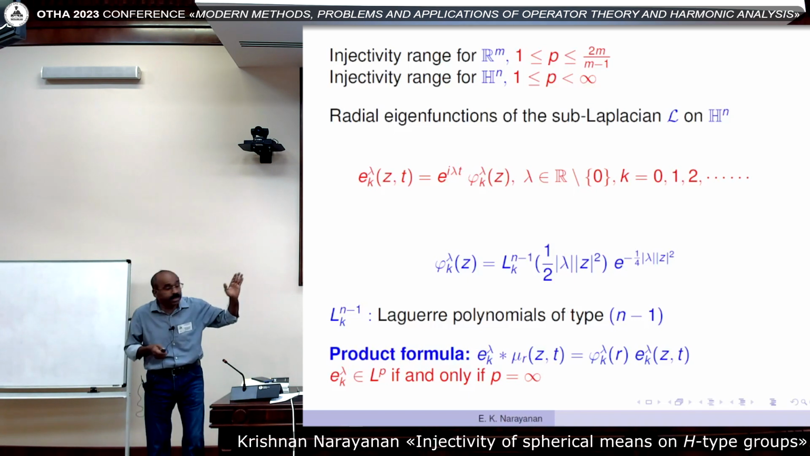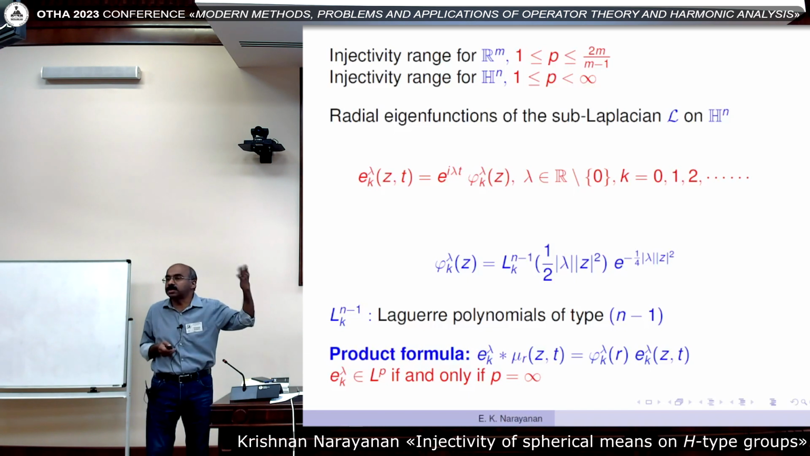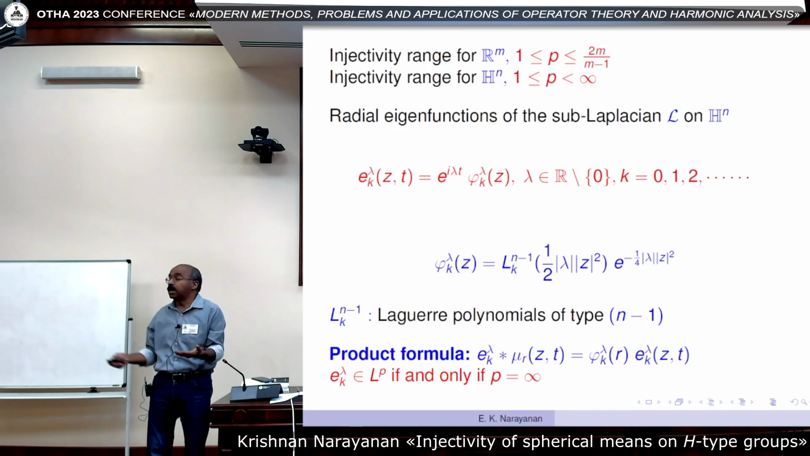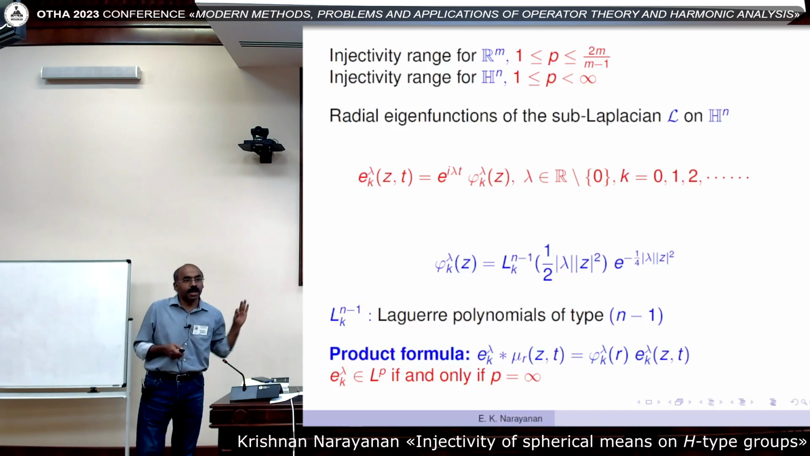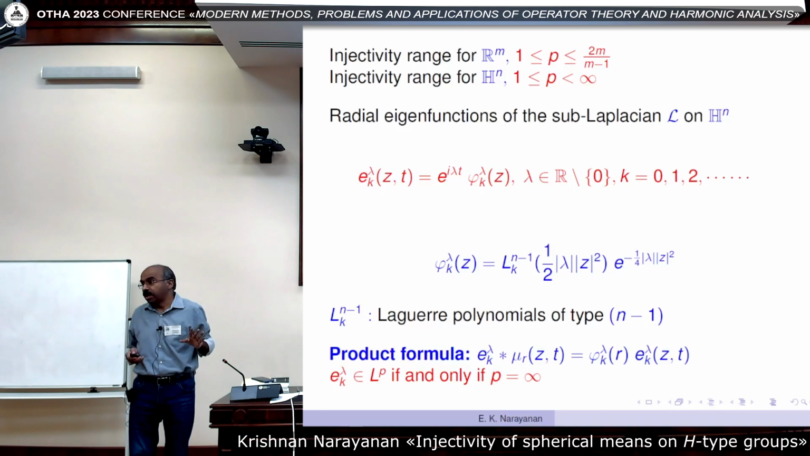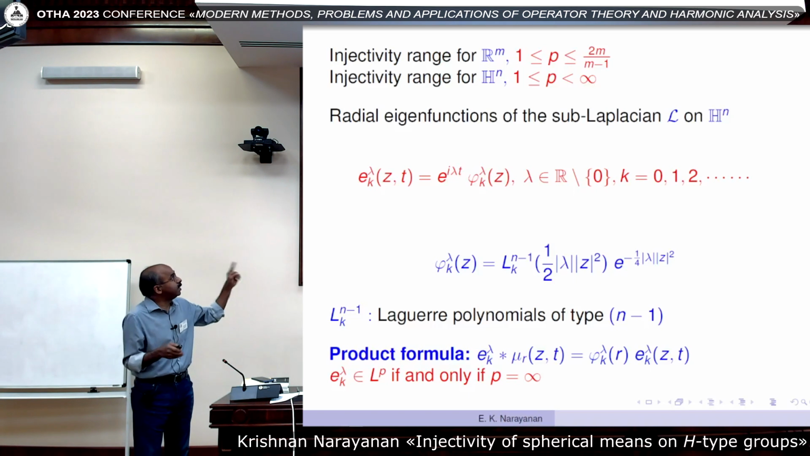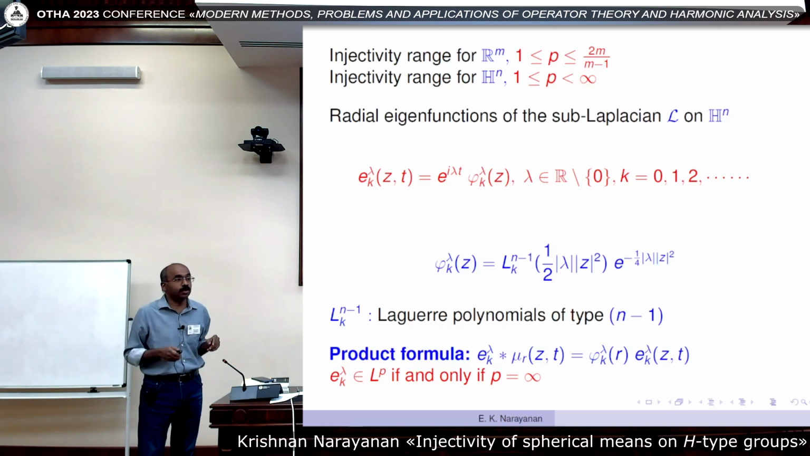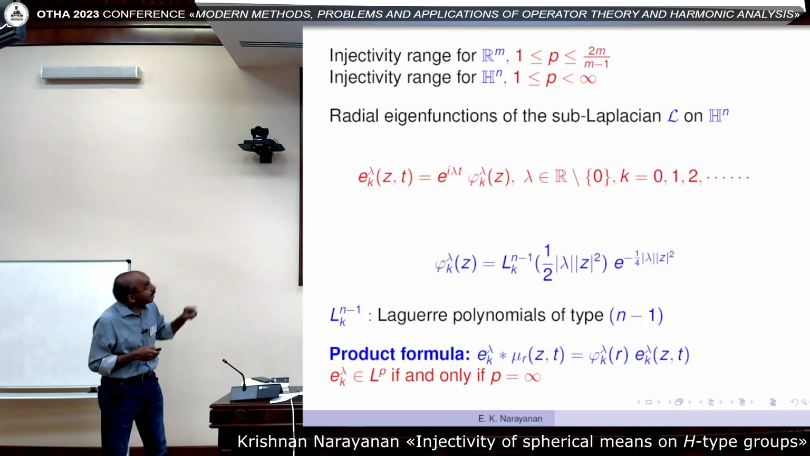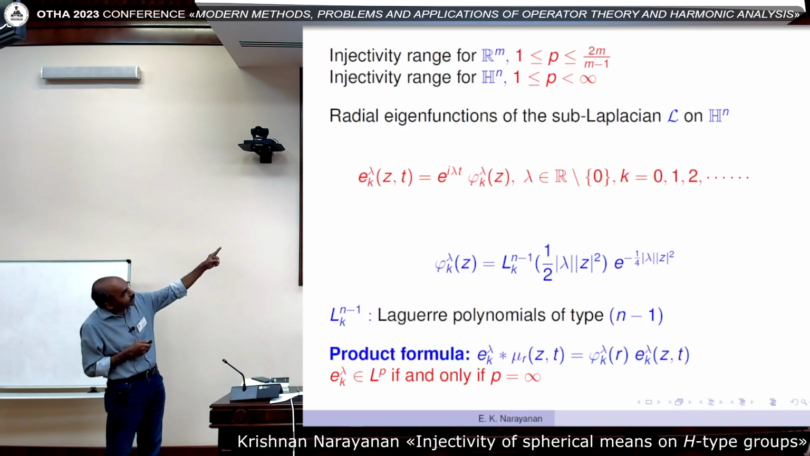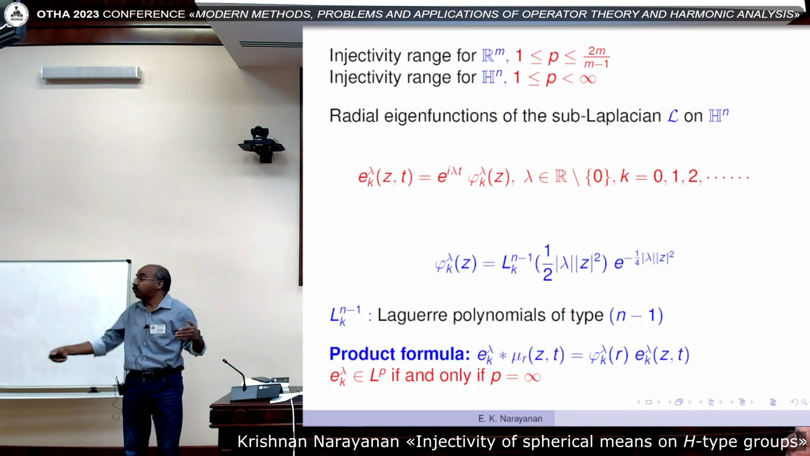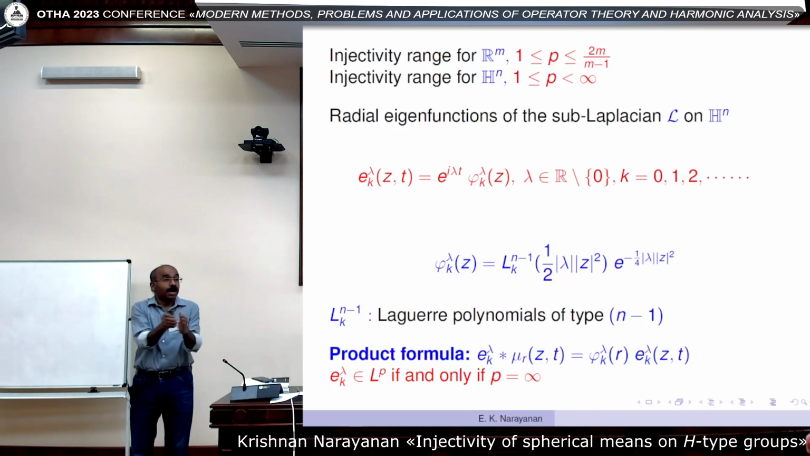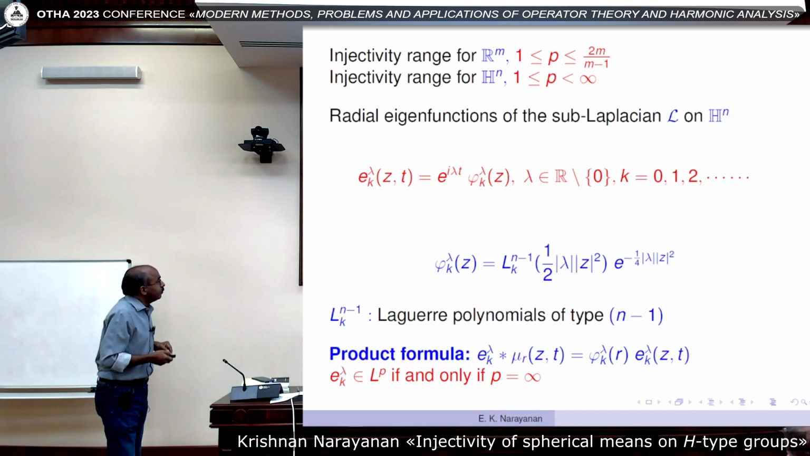The function is quite nice in the z variable. It is a Schwartz class function, a polynomial times a Gaussian. But in the t variable, it is simply an exponential e to the i lambda t. It has no decay. It belongs only to L infinity, because in the t variable it has just modulus 1. So that is why the injectivity range for the Heisenberg group is 1 to infinity. The natural counterexamples fall into only L infinity, not in other ranges.